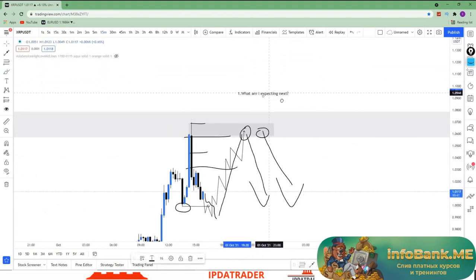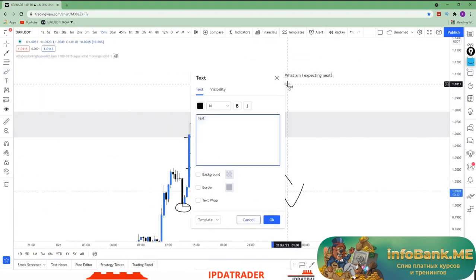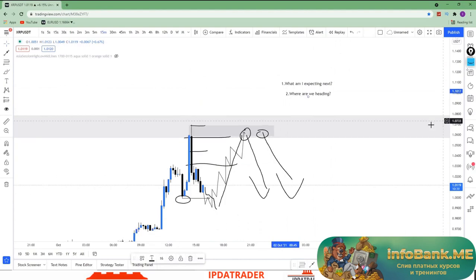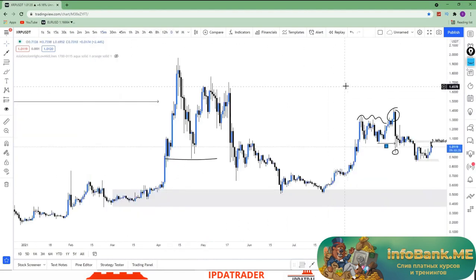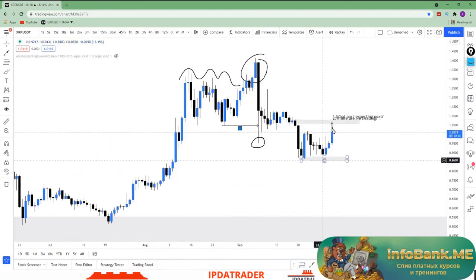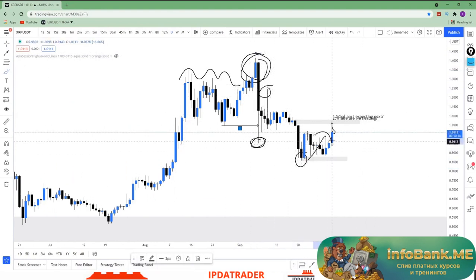So yeah, that's one question you want to ask yourself. Second question could be, where are we heading? And to answer this, you might want to be looking at the higher time frame. For example, a daily. And as we said, daily is absolutely bearish. We had this huge and actually good looking grab of liquidity that created a lower high into a lower low. So we are potentially retracing.